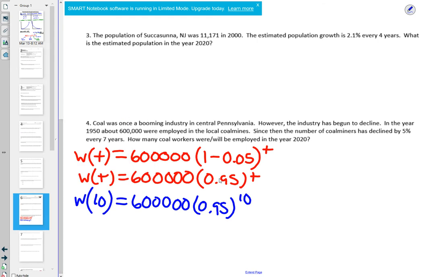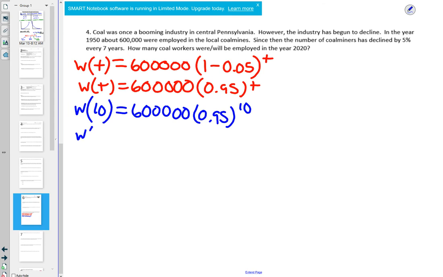So let's see, 0.95 to the 10th power times 600,000. And we're measuring people. So can you have part of a person? I'm getting 359,242.163. But let's say I were to get 0.999999999 of a person. Could you round up? Technically you can't, because you need a full person. So it's how many whole people do I have working after 10 cycles? I have approximately 359,242 workers.